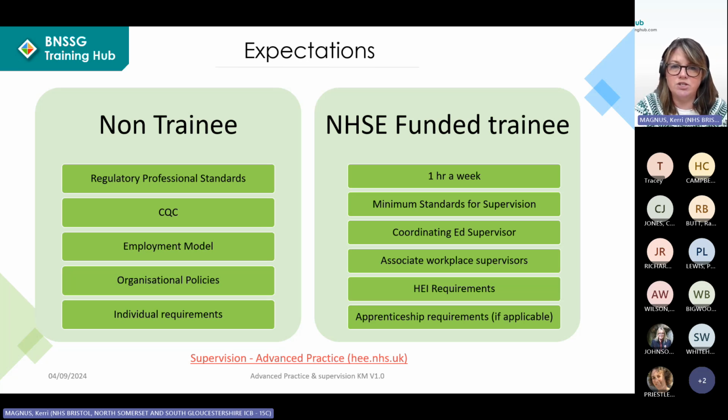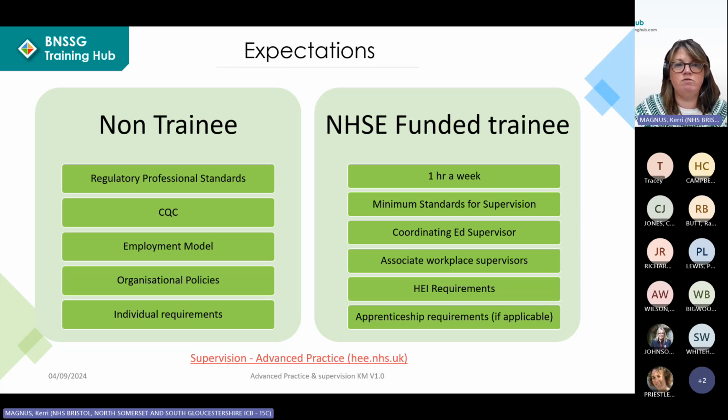You have a coordinating educational supervisor. You've got associated workplace supervisors that don't need to be nominated, but there should be awareness that they're there. You're meeting your educational requirements at your higher educational institution, and that you're also meeting these apprenticeship requirements. Particularly if you're an apprentice, you have certain off-the-job requirements that need to happen in time.